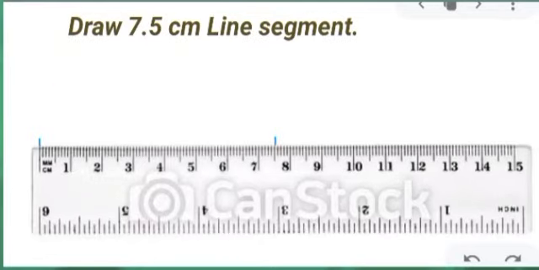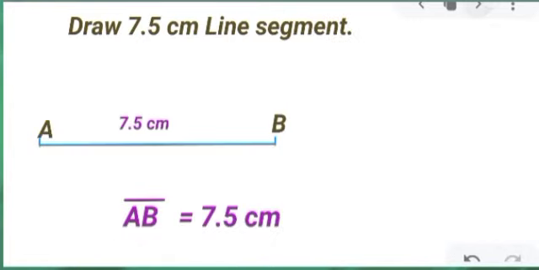Now you want to draw a line segment with 7.5 centimeter. So here I placed 0 here. The ending point, this is 7 centimeter. It is 7.1. So I marked a point here. Now I can join these 2 points and I can give a name also. So this is a 7.5 centimeter line segment. So the AB line segment is equal to 7.5 centimeter.